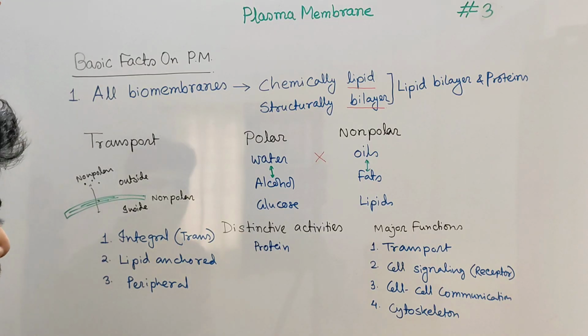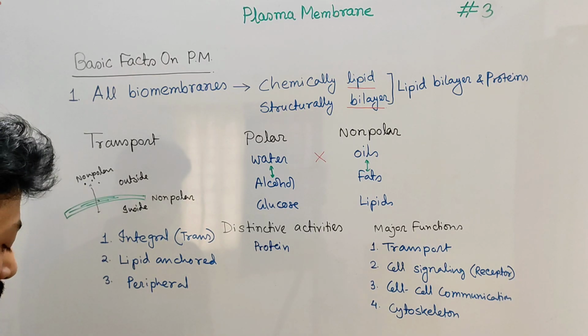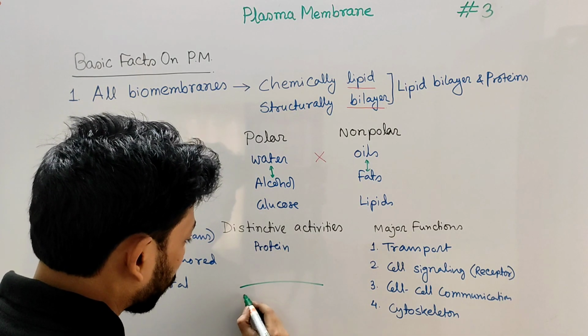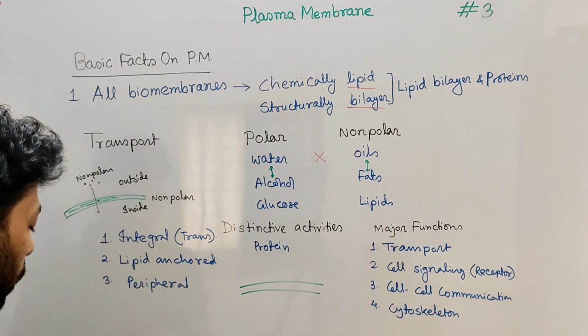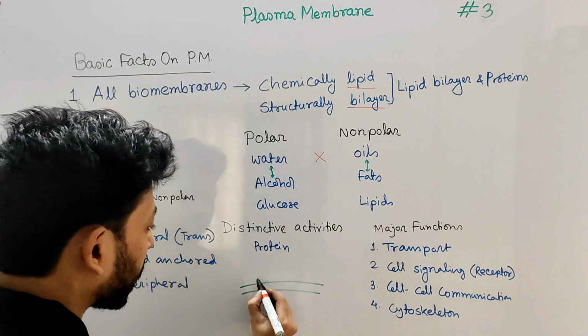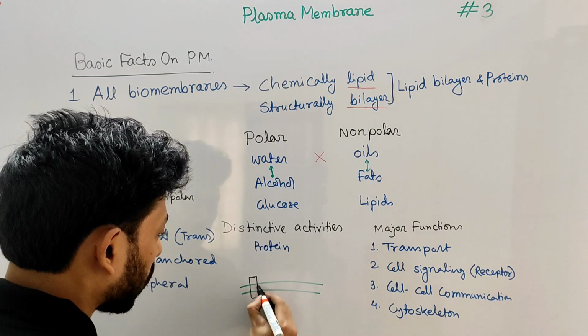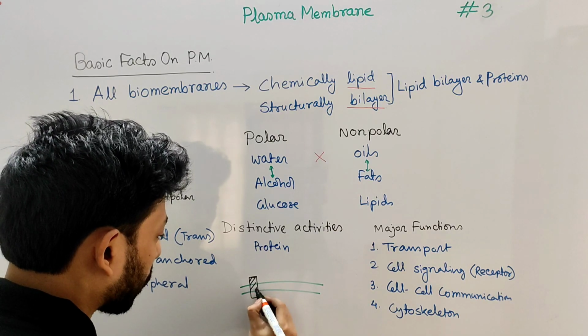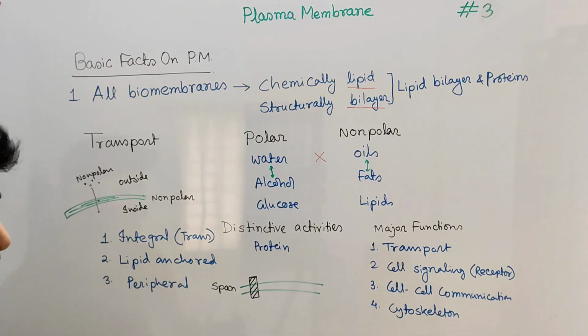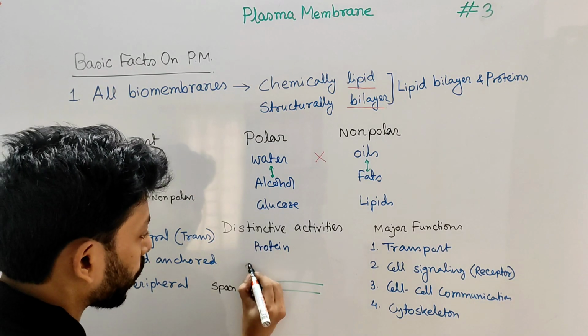Now in this video I'm not going to talk about these proteins in more detail, because I will make separate videos, but I just want to show you how these proteins look. Let's suppose this is the lipid bilayer structure of the plasma membrane. Integral membrane proteins or transmembrane proteins basically traverse, or I can say span, both layers of the plasma membrane. So this is an integral membrane protein.